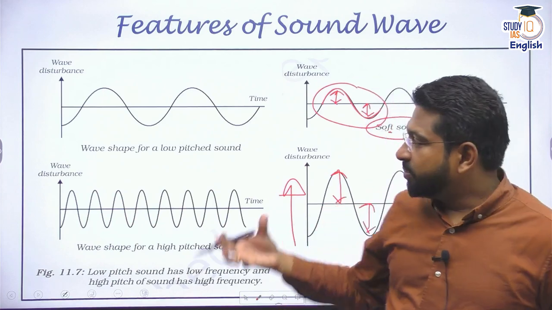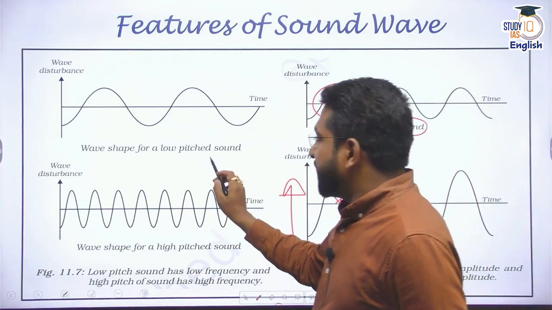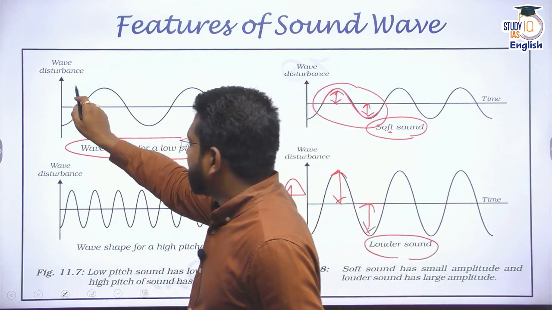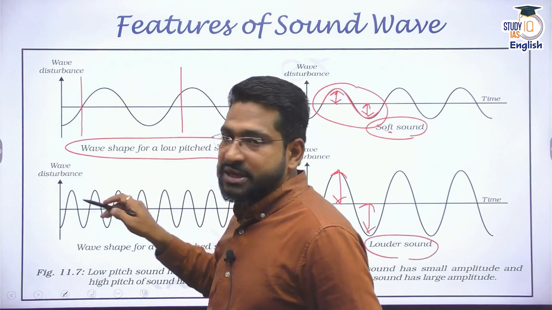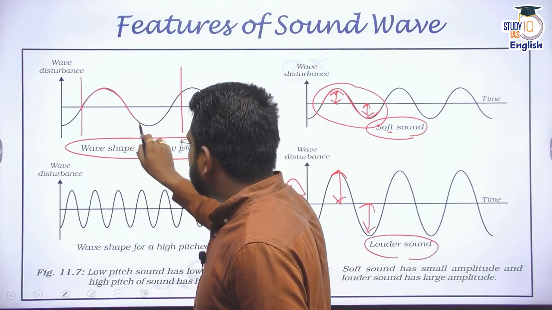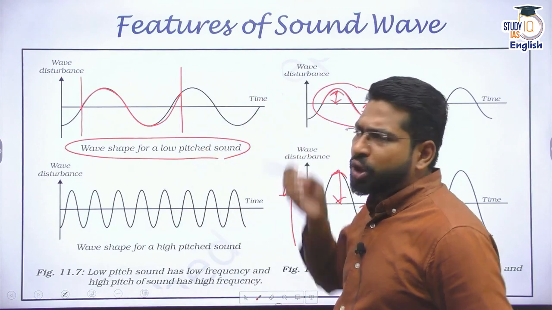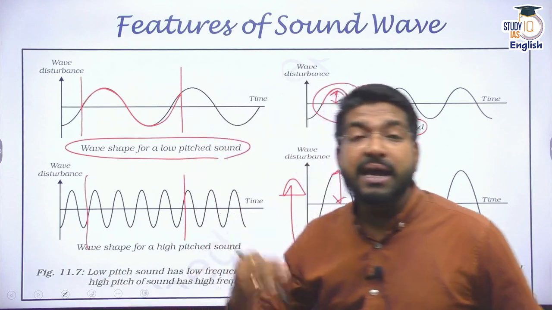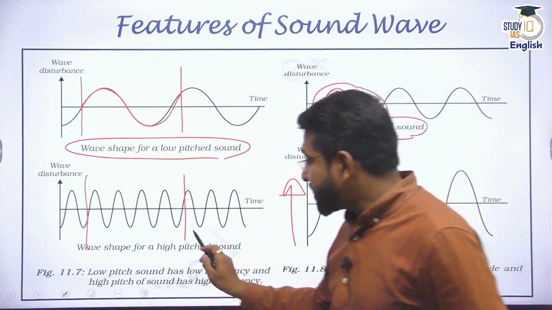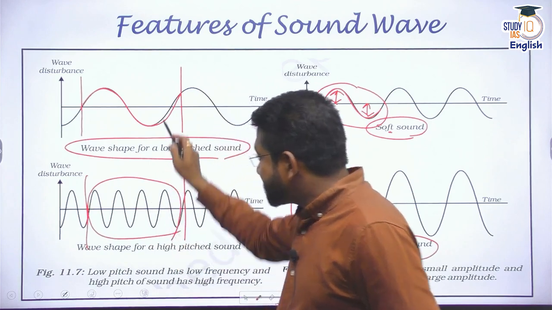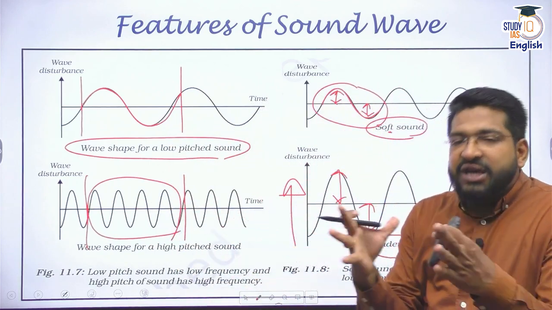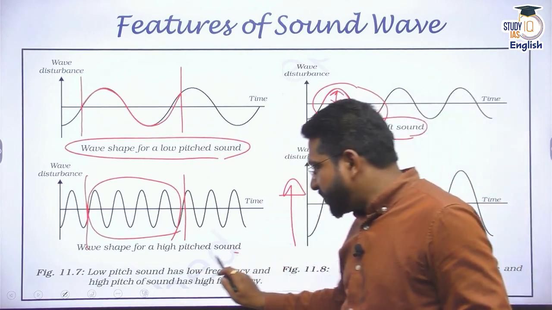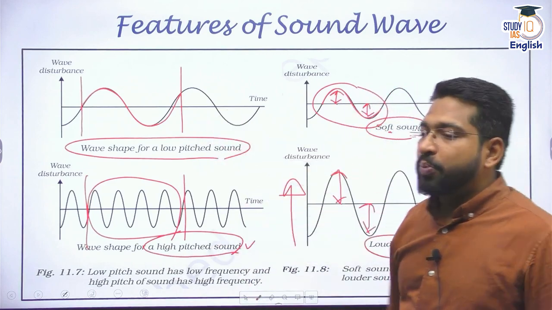Very similarly, the idea of pitch. The waveform of a low pitch sound is something like this, where in this particular distance you will see only one and a quarter of a wave. But in the same distance, in a high pitch sound, the number of waveforms is very, very high. That means the frequency of this sound is very, very high. So if it is high frequency, it is a high pitched sound. Low frequency, it is a low pitched sound.